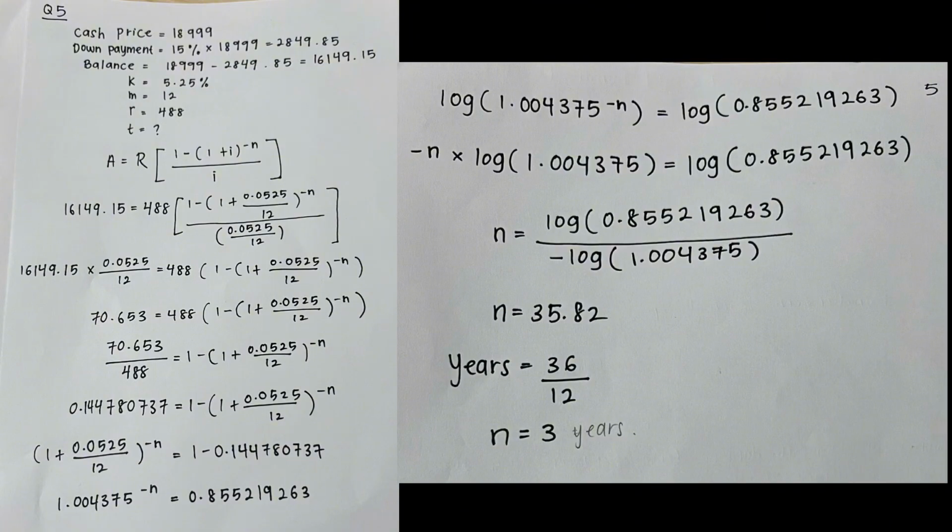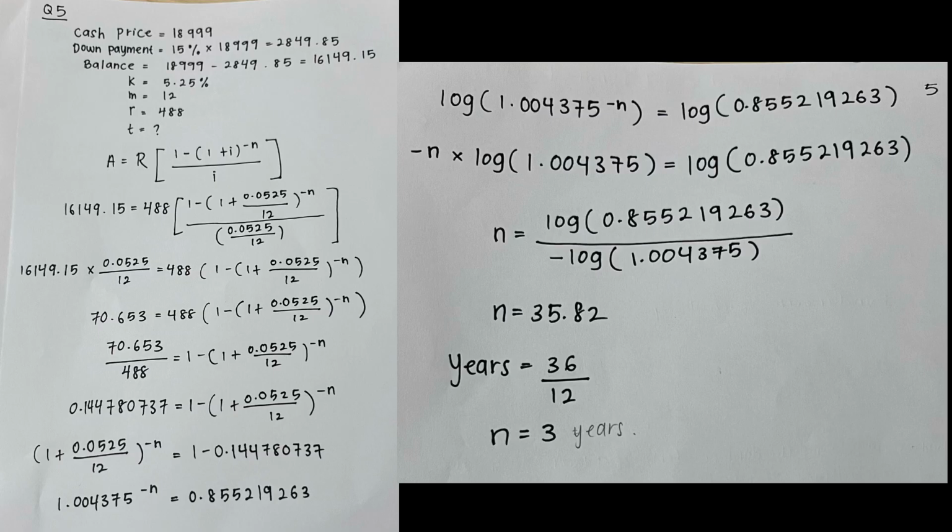Question 5. Let me explain how I solve this question. Firstly, identify given values and formula. The given values are cash price equals 18999, down payment equals 15% multiplied by 18999, equals 2849.85. To get the balance, 18999 minus 2849.85 equals 16149.15. K equals 5.25%, M equals 12, R equals 488.